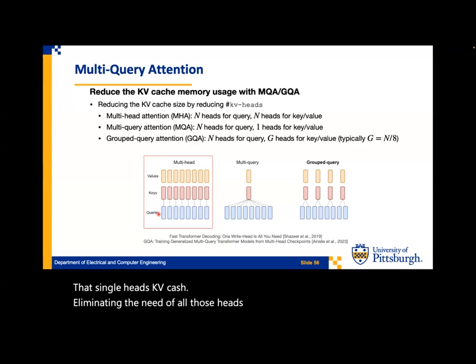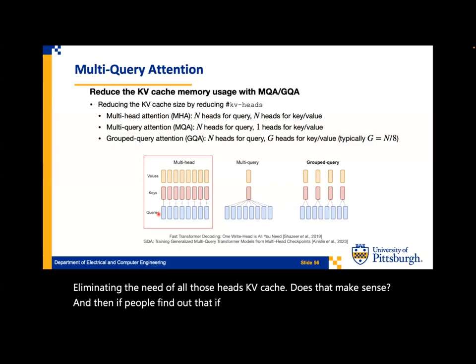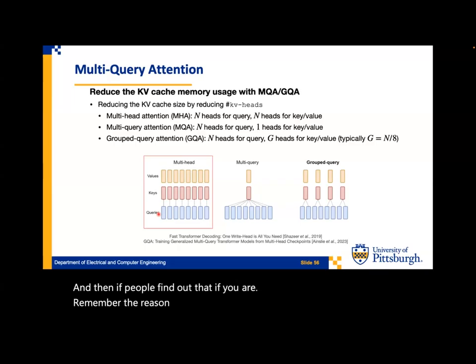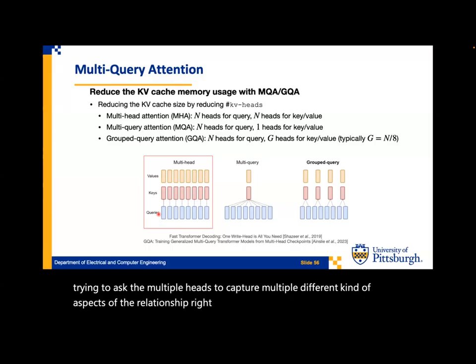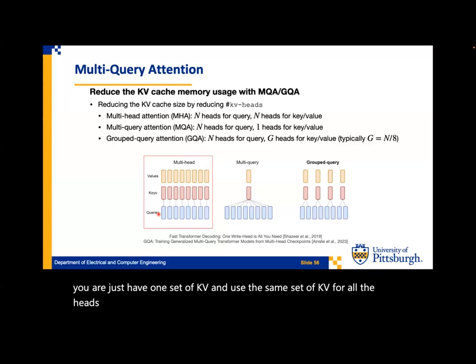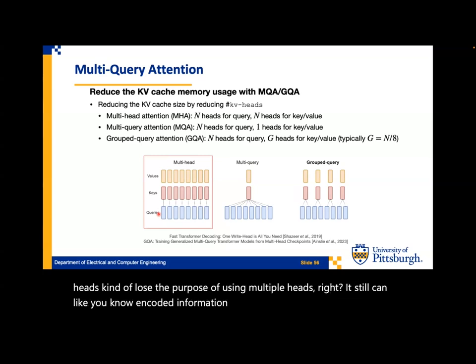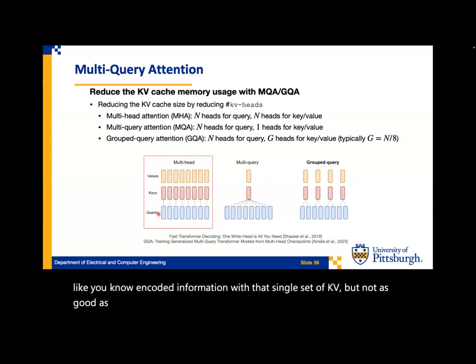Does that make sense? Then people found out that, remember, the reason we have multiple heads is that we are asking the multiple heads to capture multiple different aspects of the relationship, right? Color, shape, size, and all that, right? If you just have one set of KV and use the same set for all the heads, you kind of lose the purpose of using multiple heads, right? It can still encode the information with that single set of KV, but not as well as with the 15 sets, okay?